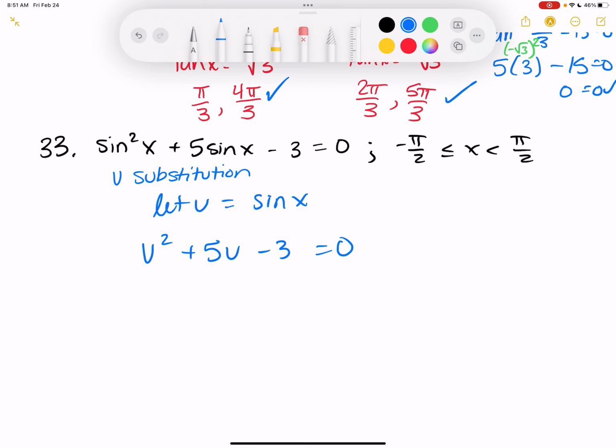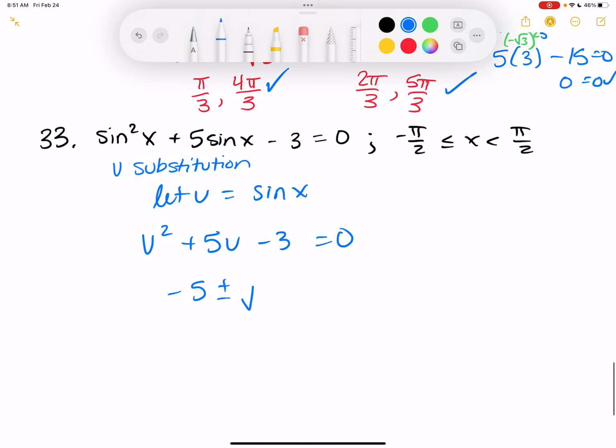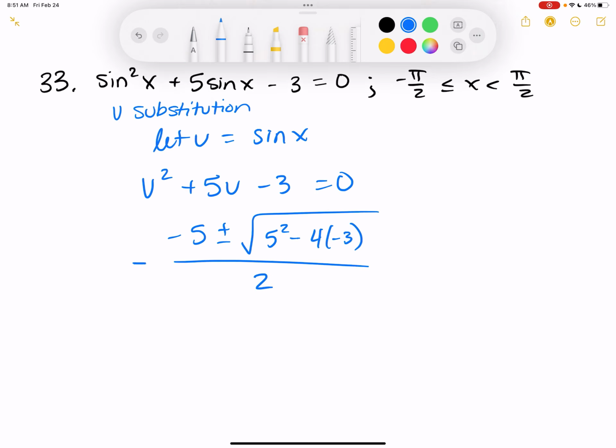So -5 plus or minus the square root of 5 squared minus 4 times 1 times -3, all over 2 times 1. And this basically we say is equal to U. So we don't often write this, but when we do the quadratic formula, we're saying x is equal to that. So we're saying ultimately that U is equal to this number, or that the sine of x is equal to this number. But we'll plug that back in when we're done.